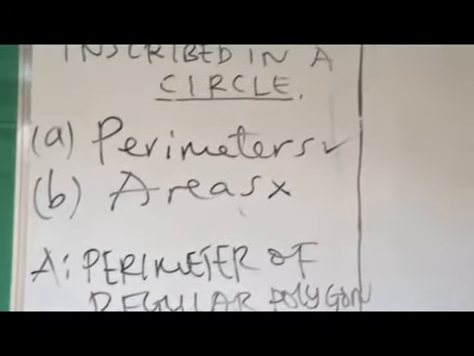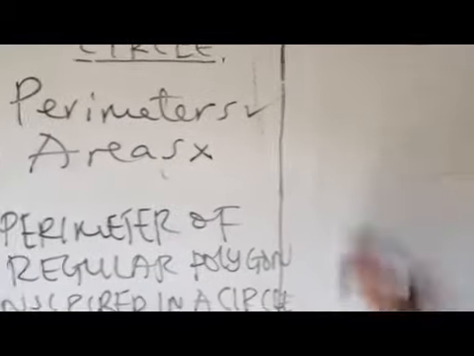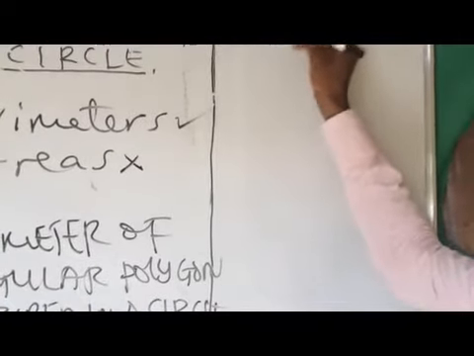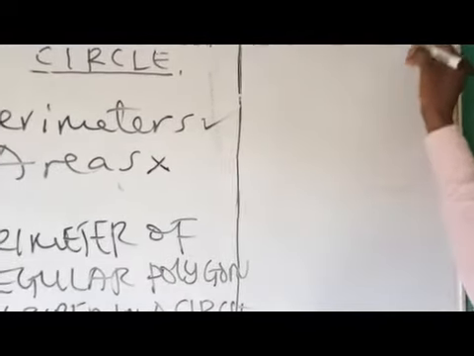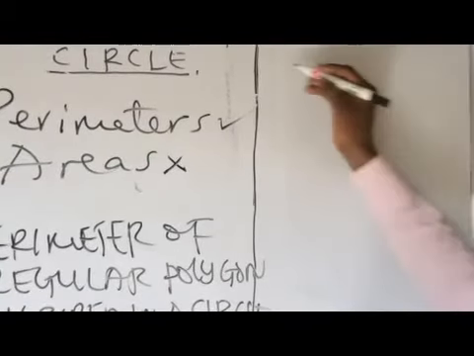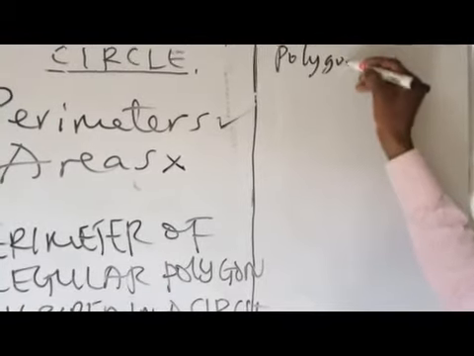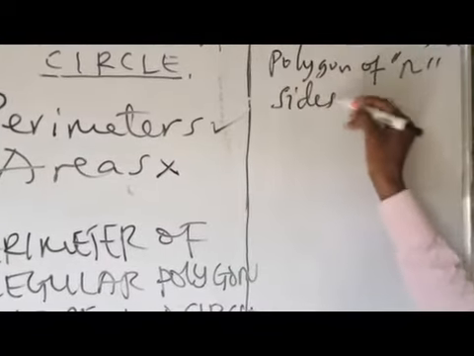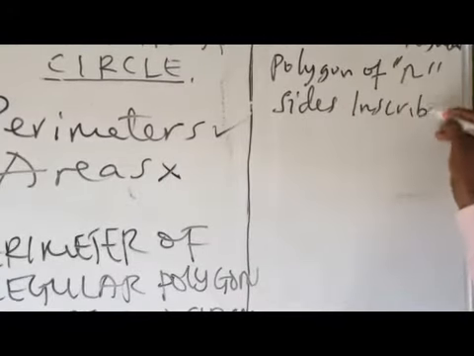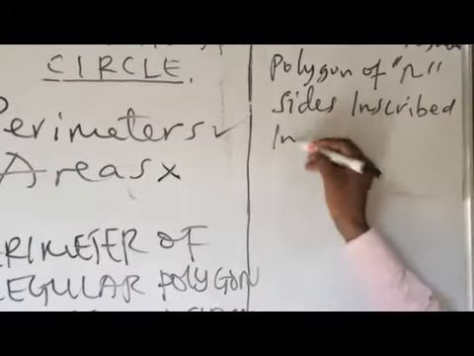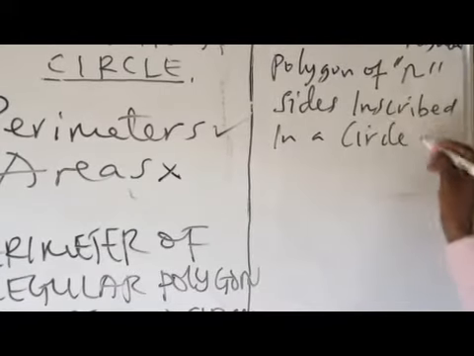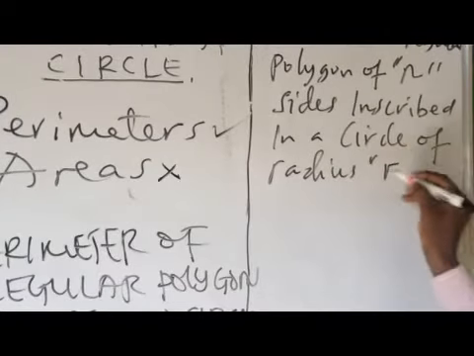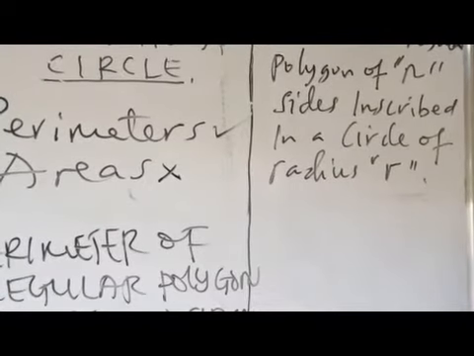So students, in order to derive the formula, you have to consider or assume. So let's assume a regular polygon of n sides inscribed in a circle of radius r. Let's start with this assumption first.